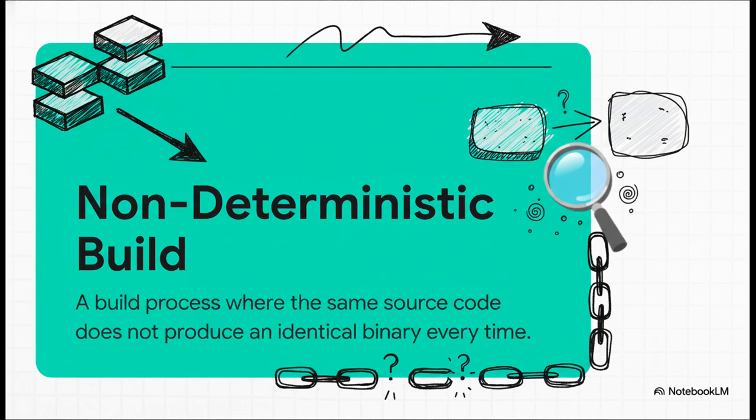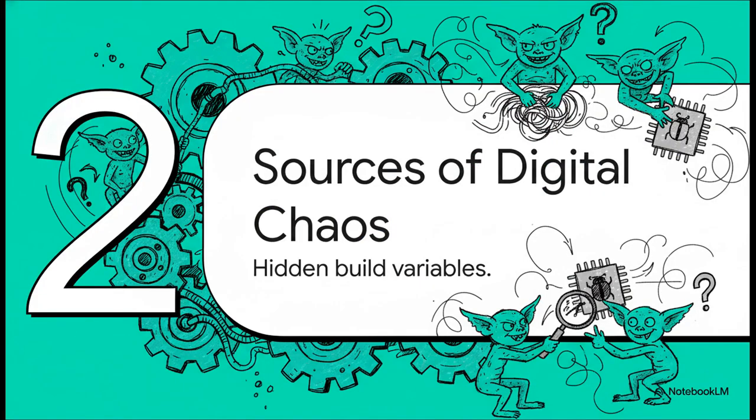It's not a bug in the way we usually think of them, but more of a side effect, a result of all this hidden information that sneaks into the build process. So, what is this hidden info? What are these little gremlins messing with our builds? Well, that's what our next section is all about. Let's look at the sources of digital chaos. These are the hidden variables that are secretly changing your final program.